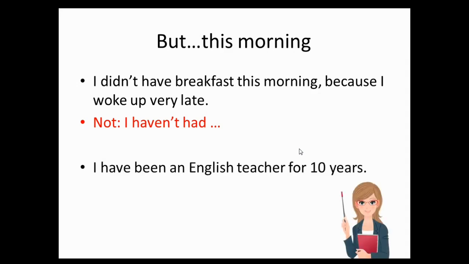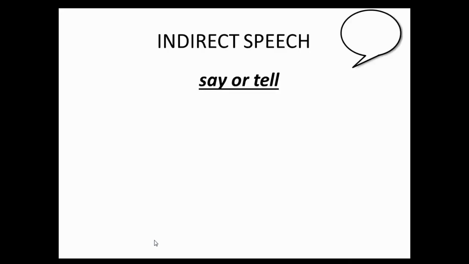I have been an English teacher for 10 years. Something that started 10 years ago and still goes on. And I'm still an English teacher. And here you have to pay special attention on the article an. Don't forget it. I've been an English teacher. Soy una profesora de inglés. Not I am a teacher for 10 years. Be careful with present tenses.